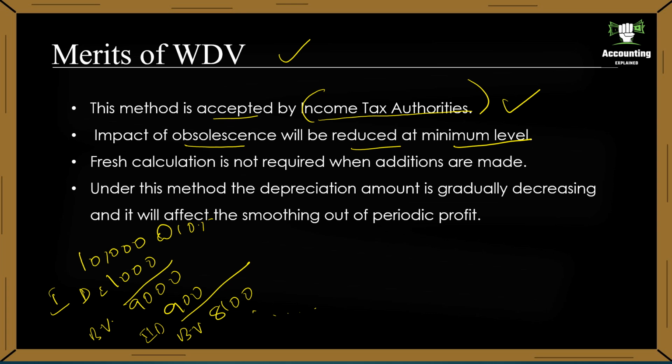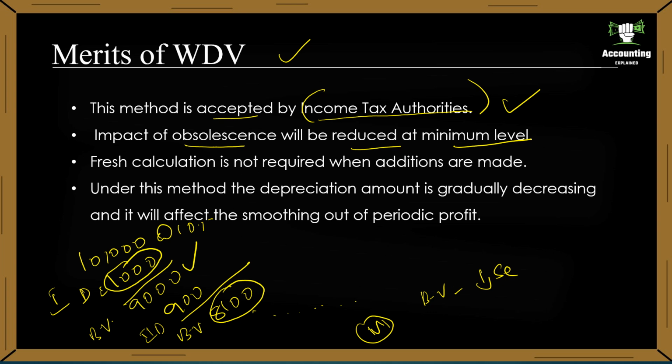First year itself we have reduced the cost of the machine drastically and it has come to the value of 9,000 at the end of the first year. And second year also it has come to 8,100. Like this, in the initial years itself we have written off the value of the asset to a larger extent. So if you are going to change the machine, or if the machine has become obsolete at the end of the 6th year, the book value of the asset would have reduced drastically. So the impact of obsolescence will be very low, or it will be minimal.